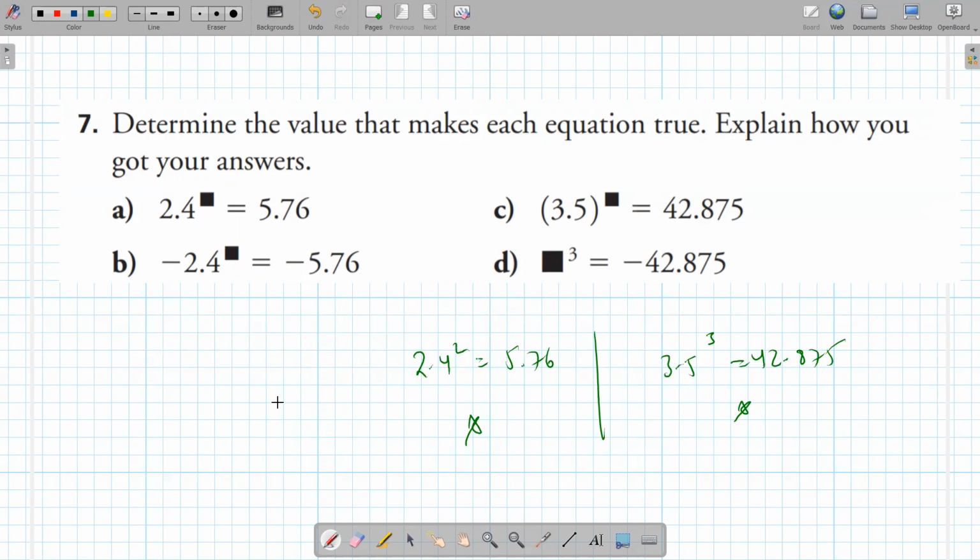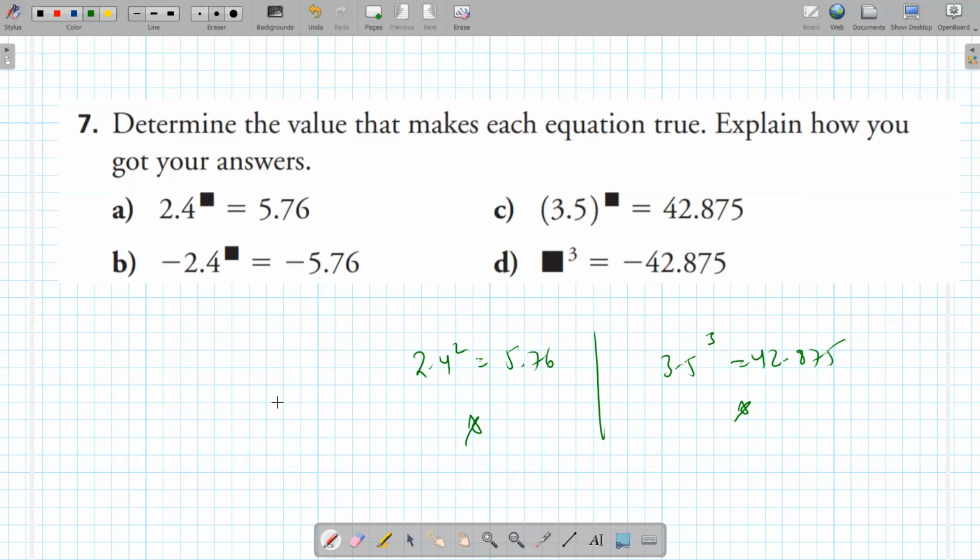For A, what goes in the blank? 2? Yeah, exactly. What about B? It's also 2. C, 3. D, 3.5. Try again, D. It is 3.5, but if you notice there's a negative sign on the right side. Oh, so negative 3.5? Yes.